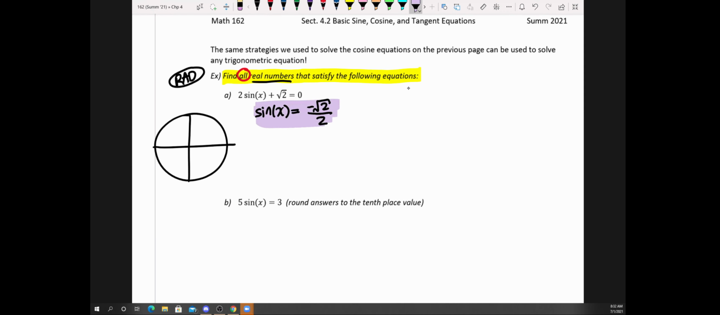Let's go to Jimmy. Jimmy, looking at our interval from 0 to 2 pi, what solutions, radian measures, satisfy the equation? Sine is the y-coordinate. Root 2 over 2 is in the third group.